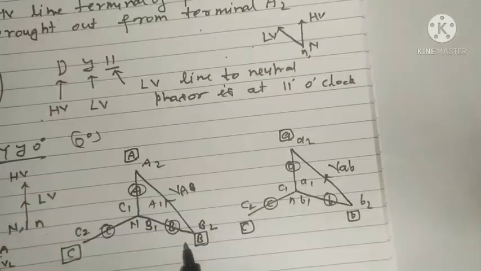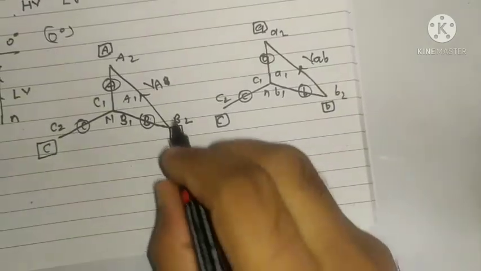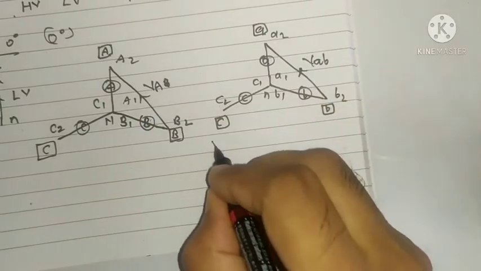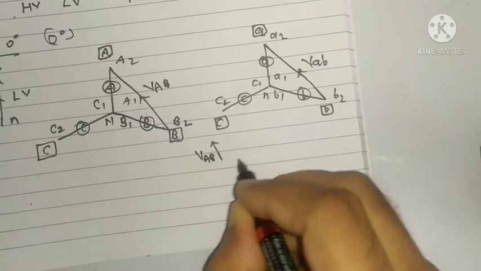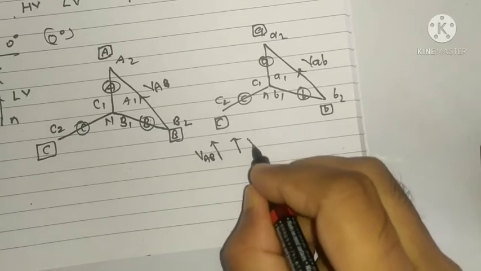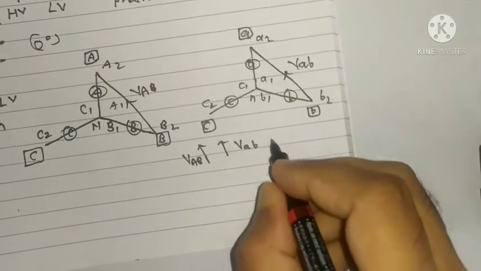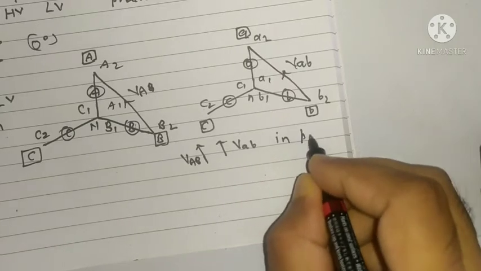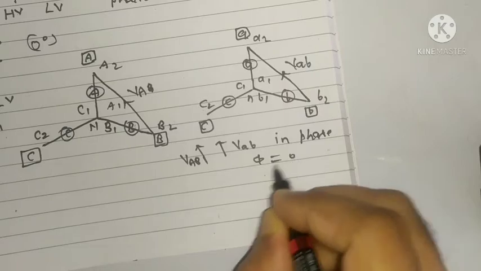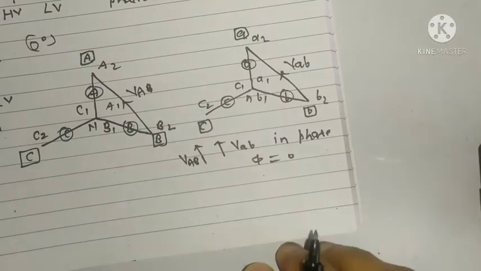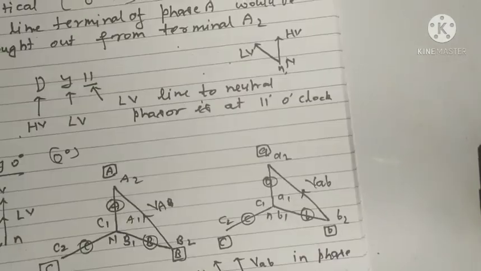So what we are seeing, this VAB is HV side line voltage, and this is LV side line voltage. They are in phase. That is, phase difference between them is 0 degree, right?